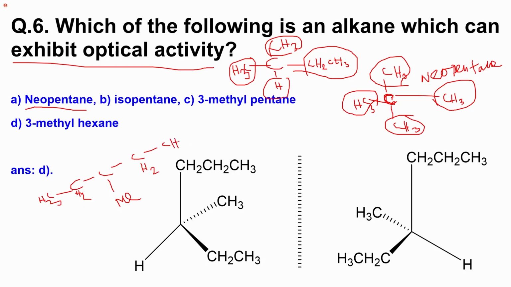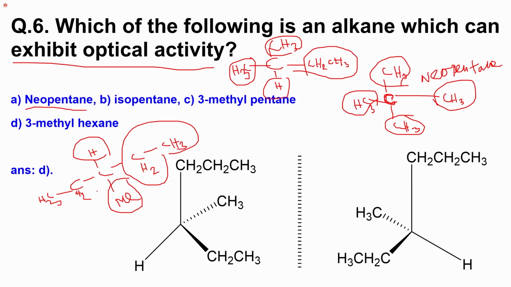Now if you see there, one hydrogen is present here. Now if you pass a plane from here, it is also not optically active. Why? Because this group, CH2, CH3, and a hydrogen, two groups are different. Then another group is methyl.